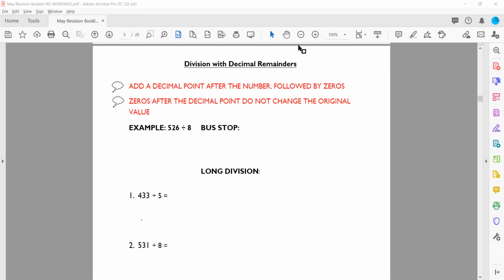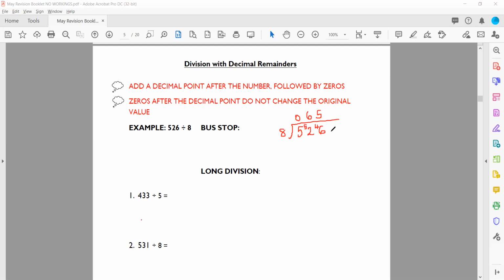So if we look at our example here, we have 526 divided by 8. So if we put that into a bus stop, 526 divided by 8, and we are going to now divide. 8 into 5 will not go, carry the 5. 8 will divide into 52 6 times, and 6 times 8 is 48, so you have a remainder of 4. And 8 will divide into 46 5 times, and we have a remainder of 6.